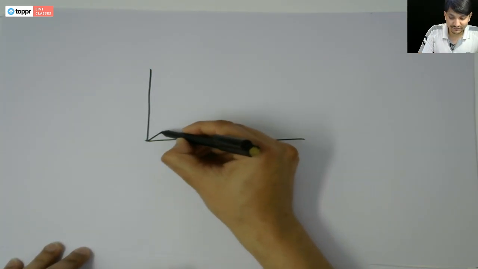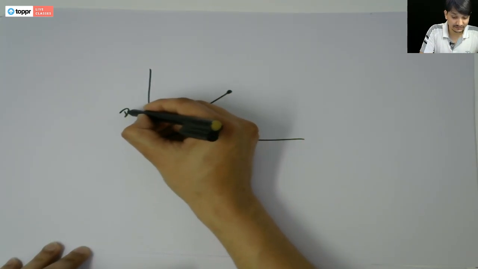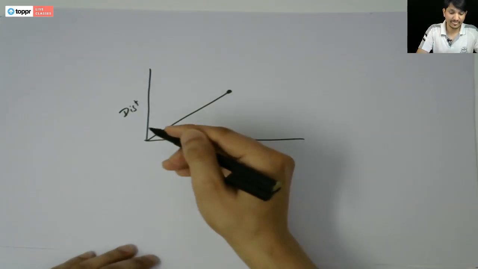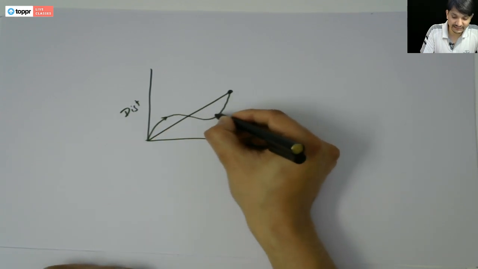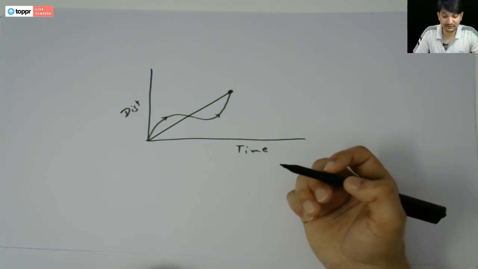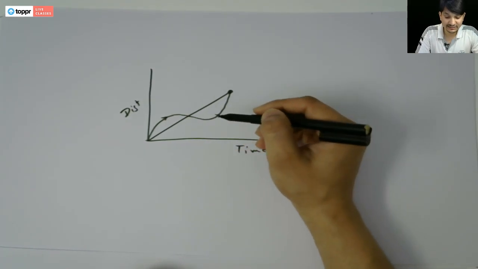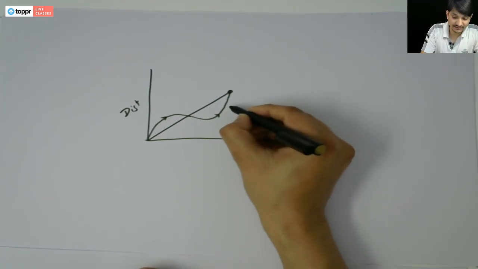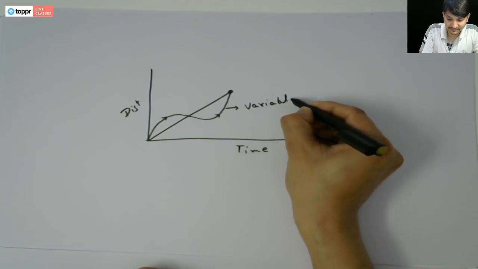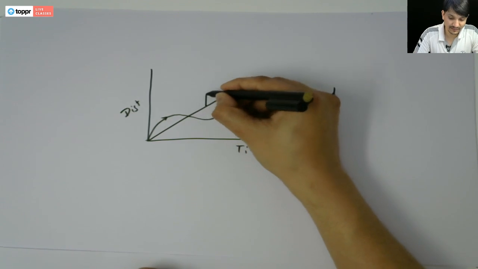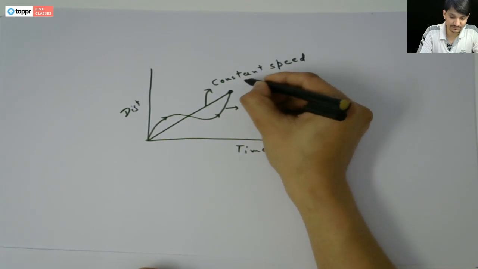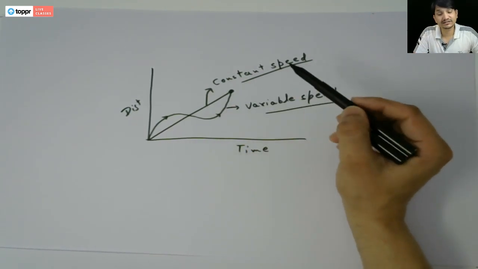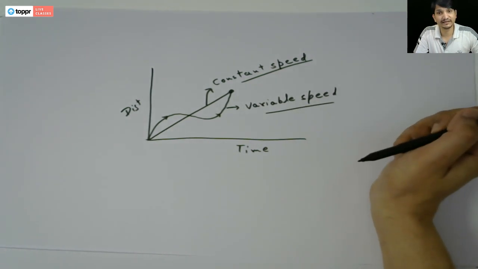So when we are describing a distance time graph, one way it is a constant speed, another way it is increasing and decreasing. Whenever you see a curved path or a curved distance time graph, you would say that the speed is not constant, or say variable speed. If the slope is constant, the speed is constant, and if the slope is varying, then the speed is variable.